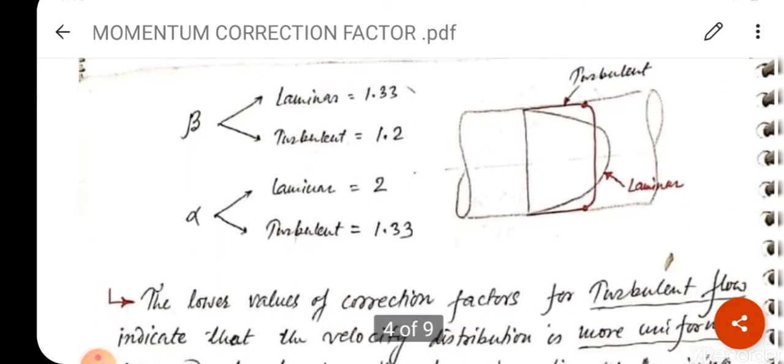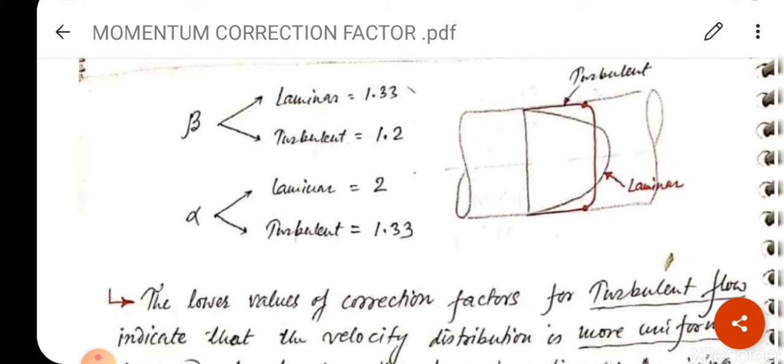So see the diagram here. Beta value for laminar flow is 1.33. You have to remember this type of data. And beta value or momentum correction factor for turbulent flow is 1.2. See the diagram on the right side. For laminar, there will be a velocity profile which is greater than turbulent.